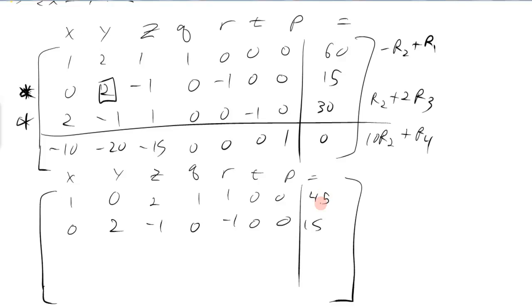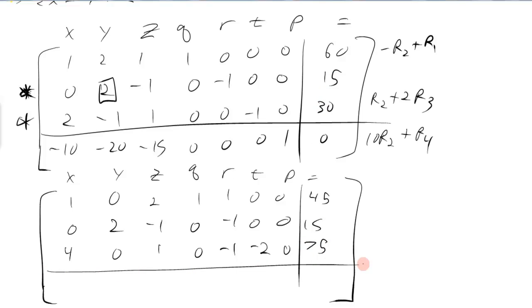There we go. All right, now for this next one here, I need row 2 plus 2 row 3s. So 2 of these plus that. So 4 plus 0 is 4. 0, 1, 0, -1, -2, 0, 60, 75.